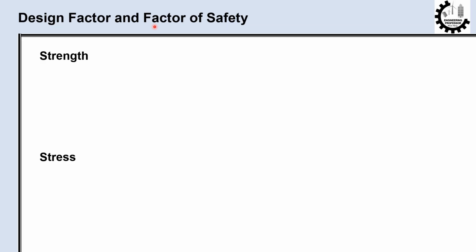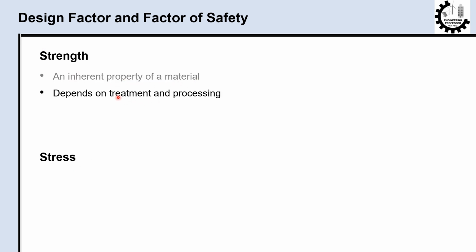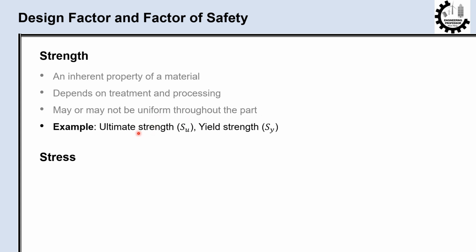In order to talk about design factor and factor of safety, we first need to discuss the concepts of strength and stress. Strength is an inherent property of materials. It depends on the material's treatment during the manufacturing process, and it may or may not be uniform throughout the entire part. Some examples are ultimate and yield strength.